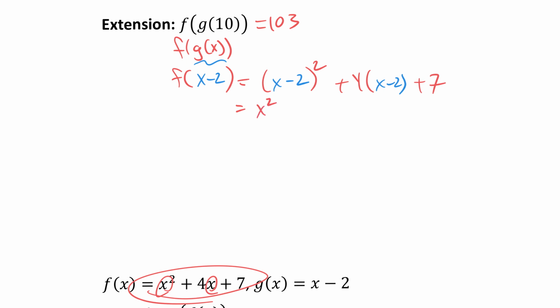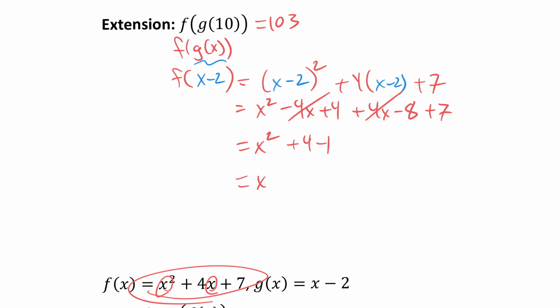All right, let's do a little bit of algebra here. This will give us x squared minus 4x plus 4. This will give us 4x minus 8. Now, oh, these 4x's are going to cancel. That's nice. So this will be x squared. Negative 8, positive 7, that'll be negative 1. So we get x squared plus 3.